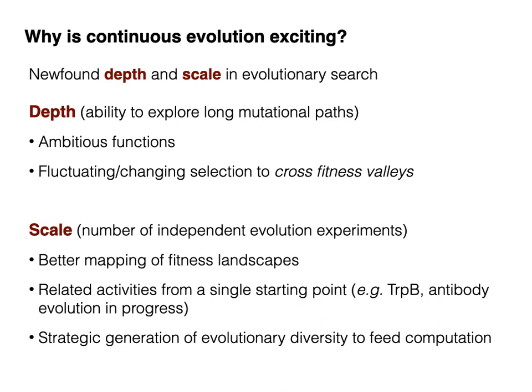Well, what about scale? In the DHFR experiment, I think I've already shown how scale in replicate experiments can allow us to better map fitness landscapes. But scale is important for other reasons as well. For instance, if you have a starting point and you have many related activities you want to evolve from it, you need scale. This was demonstrated in the s.p.b case, and I should add also being exploited in work we are doing on antibody evolution that I didn't have time to present.